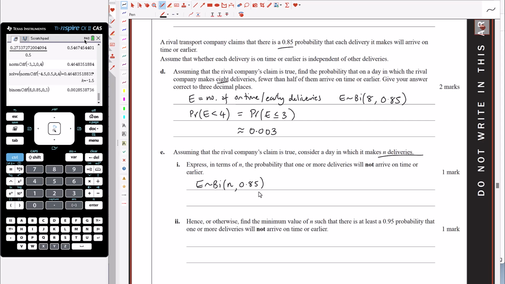One or more deliveries will not arrive on time or earlier. So that means that, yeah, I think I need to rephrase my binomial variable just to make life easier. So I'm going to use a different variable this time. I'm going to say that L is the number of late deliveries, so that is not on time or early.